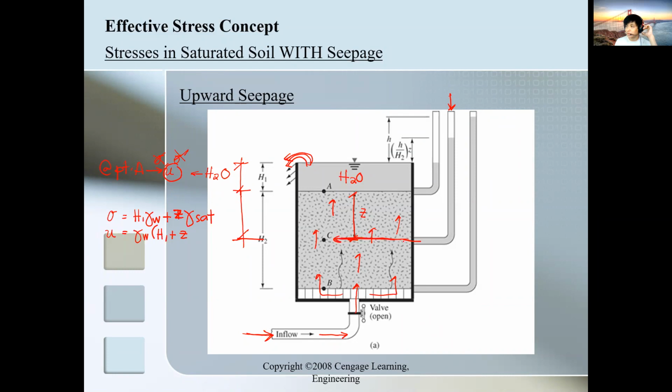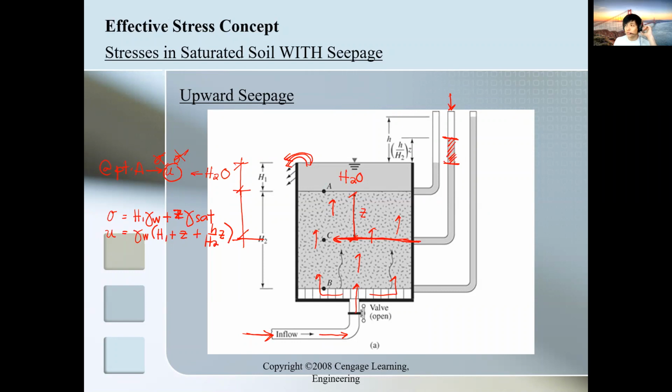So this is the particular piezometer at point C. Notice that we have head added, right? This particular height is the head added. Meaning we have to add that particular height as well. So that's plus H over H2 times Z. So it is plus because we have a head added in this particular piezometer.